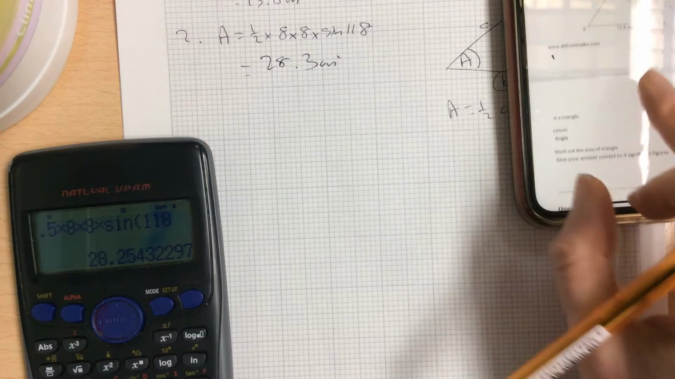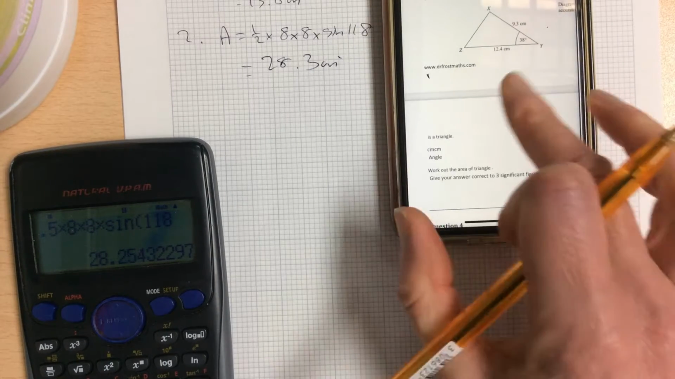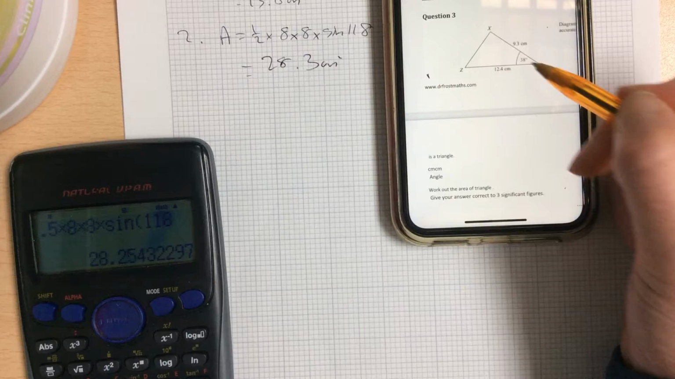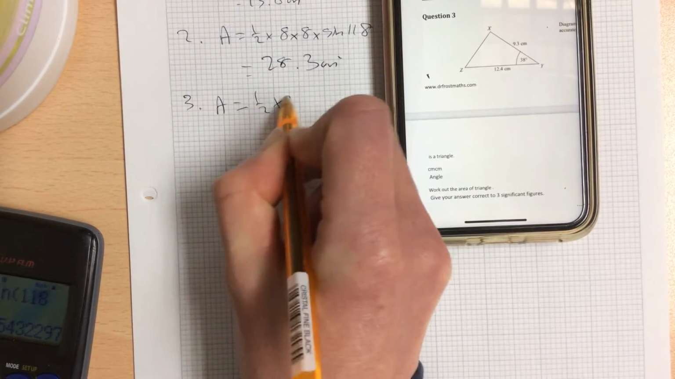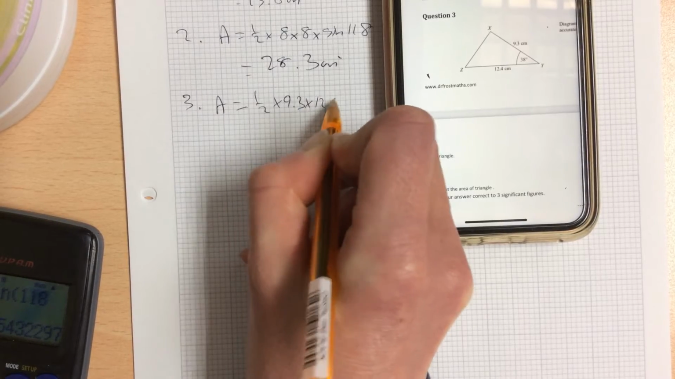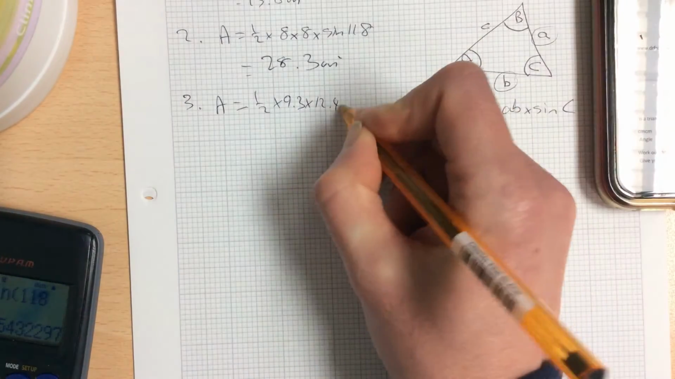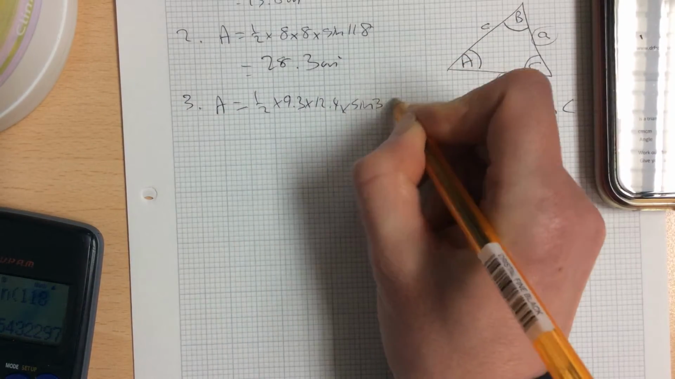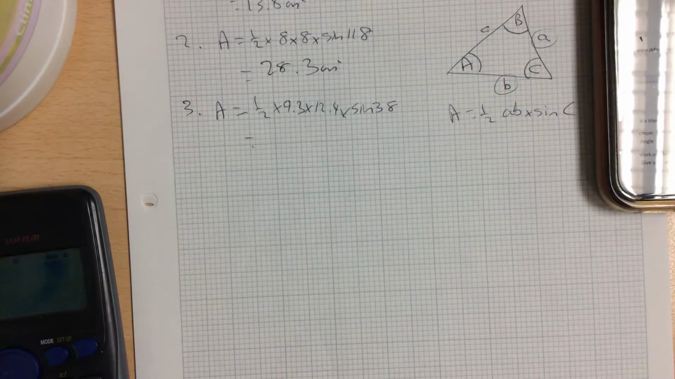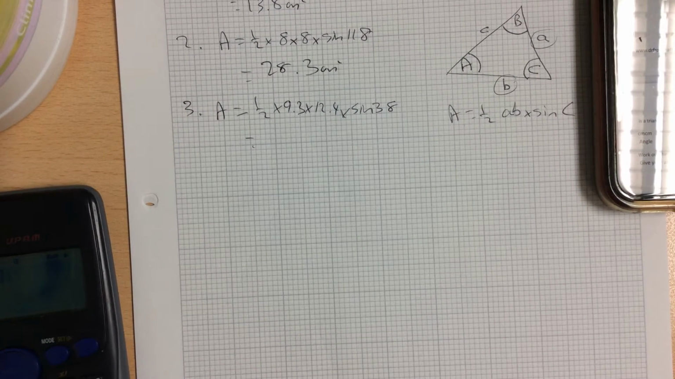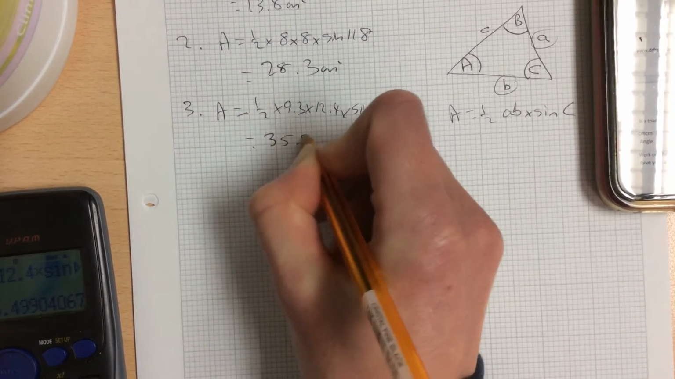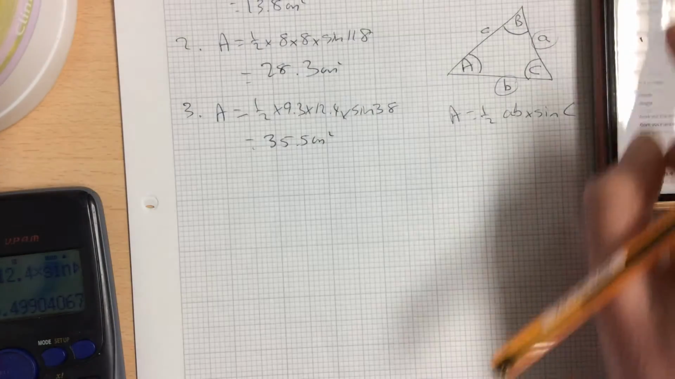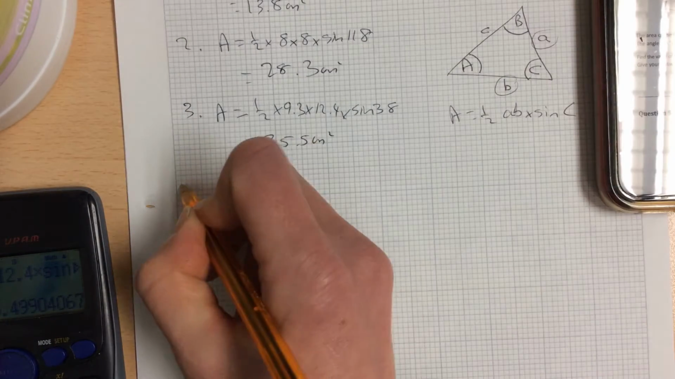On to number 3. I always breathe a sigh of relief whenever I see you're given the two sides and the angle in between them, because there's never too much work to do. So it's a half the two sides times sine the angle between them. So it's times sine 38. So 0.5 times 9.3 times 12.4 times sine 38 gives you an answer of 35.5 centimetres squared. Okay, those 3 were quite good.